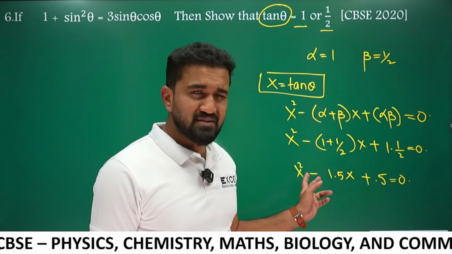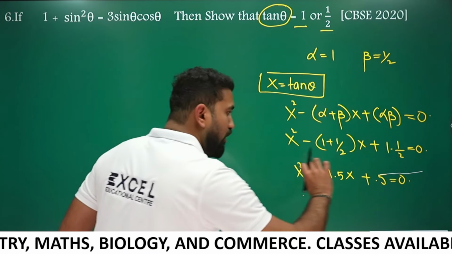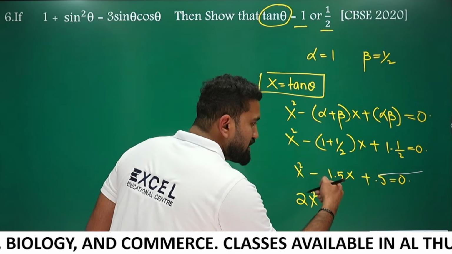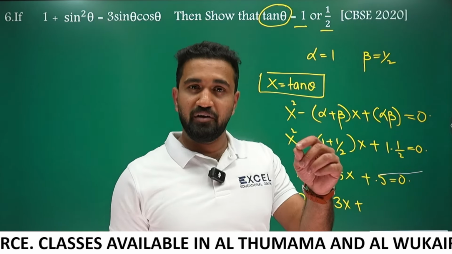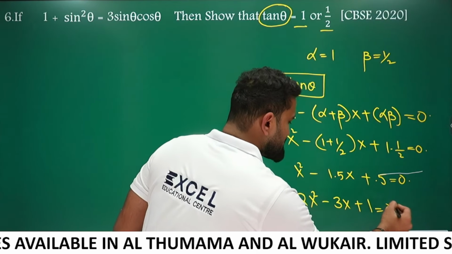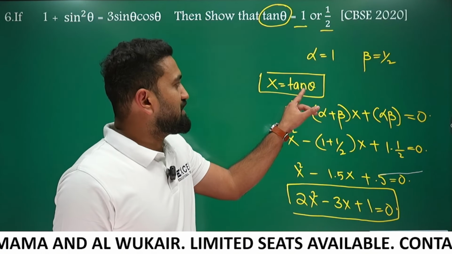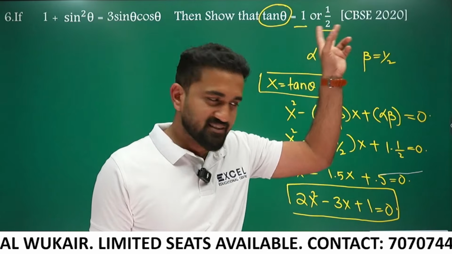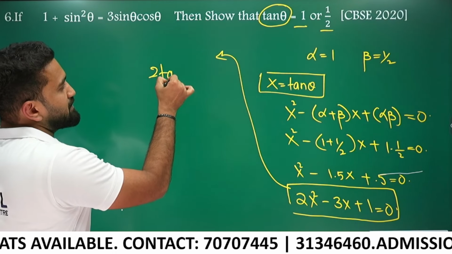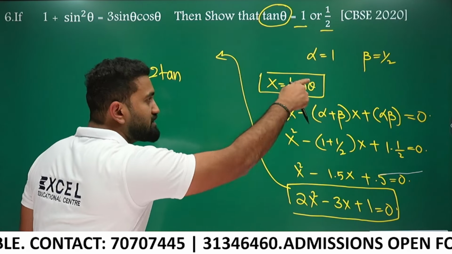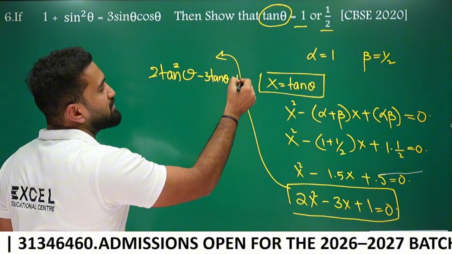Okay, since you want to remove this decimal part, you can do one basic operation, multiply by 2 throughout. If you're doubling throughout, this will become 2x square minus 2 into 1.5, double of 1.5, 3. So 3x plus double of 0.5, double of half, I will say 1, is equal to 0. Guys, you got this equation, right? But you always keep in your mind x equal to tan theta, and tan theta is equal to 1 or 1 by 2. So x is equal to tan theta, so that 2x square, 2 tan square theta minus 3x, 3 tan theta plus 1 is equal to 0.